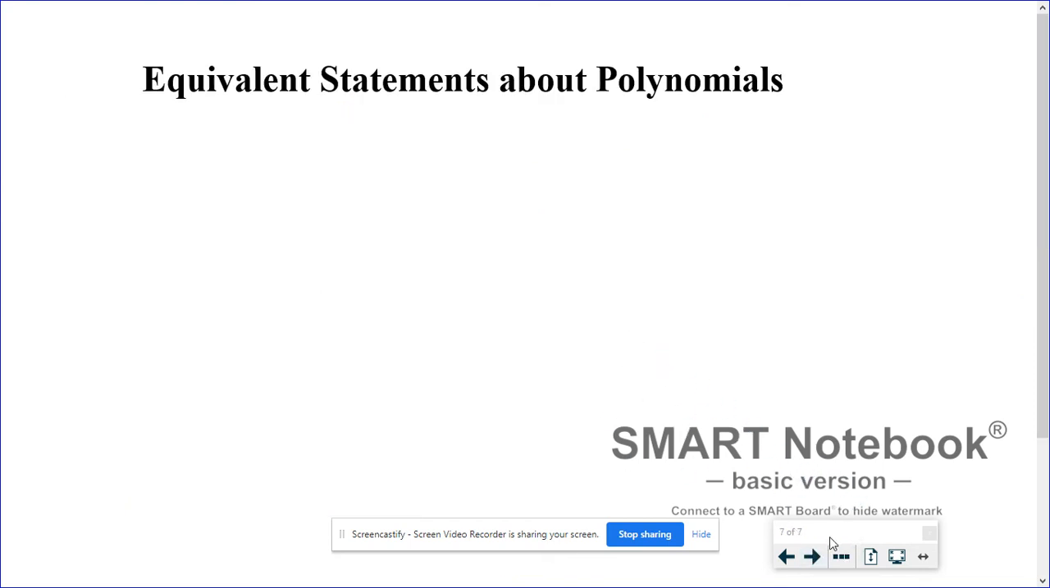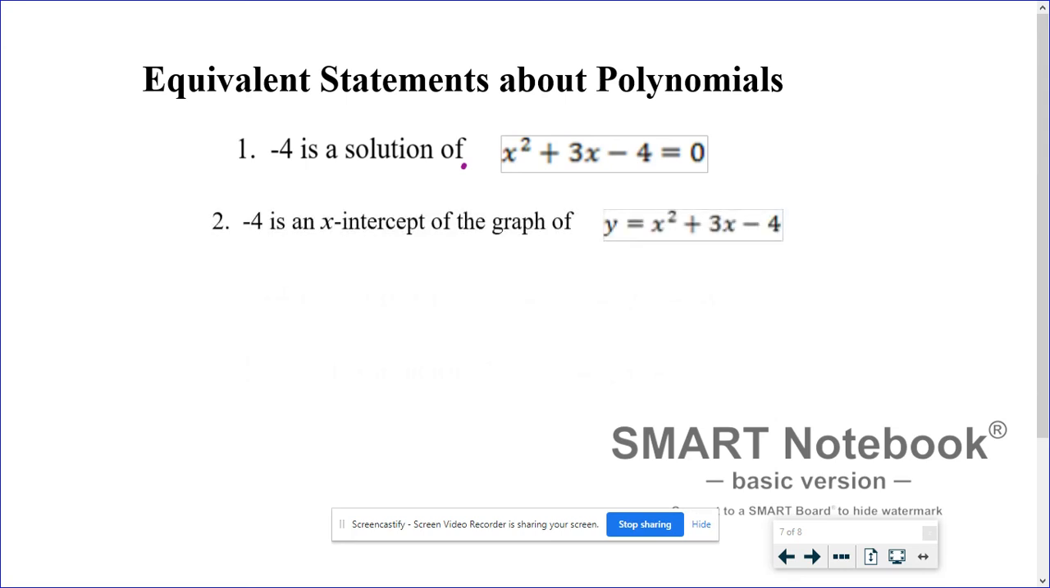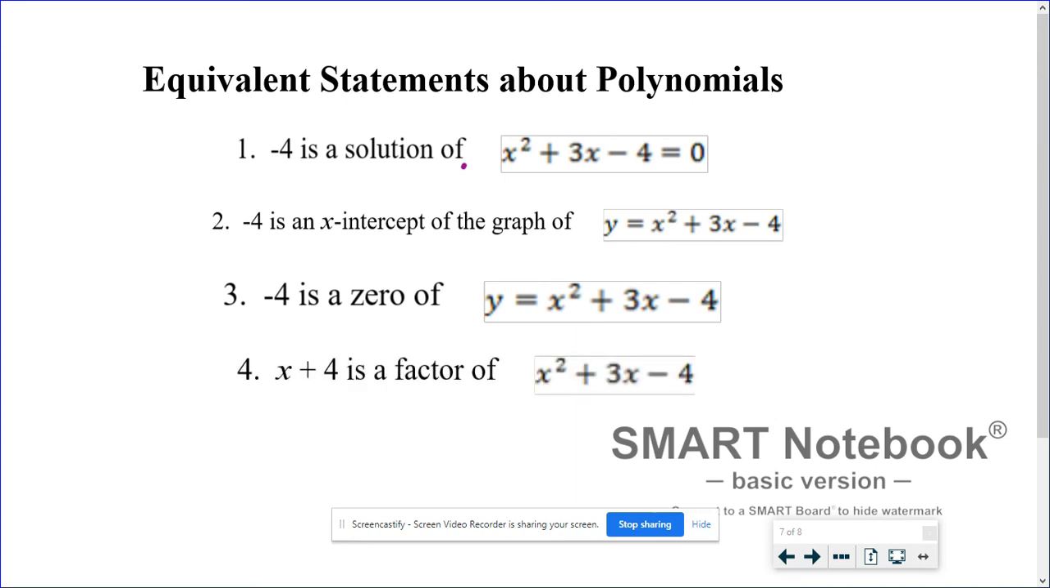All right, so some equivalent statements about polynomials. So for this function, -4 is a solution, but -4 is also an x-intercept of the graph, and -4 is also a 0 of the graph. And that means x plus 4. If -4 is a 0, then x plus 4 is a factor. So all of those things are connected.